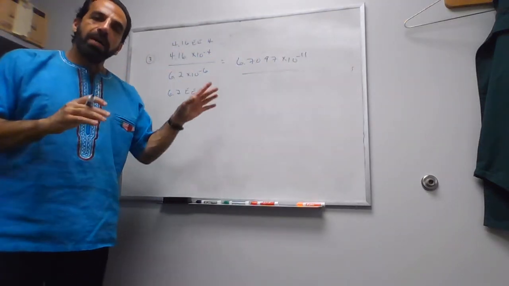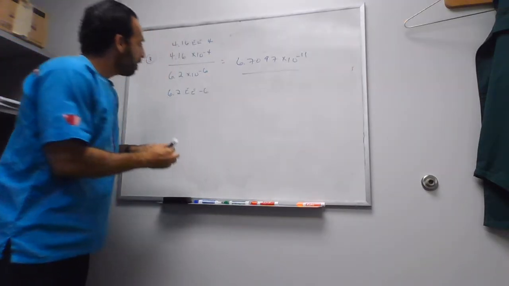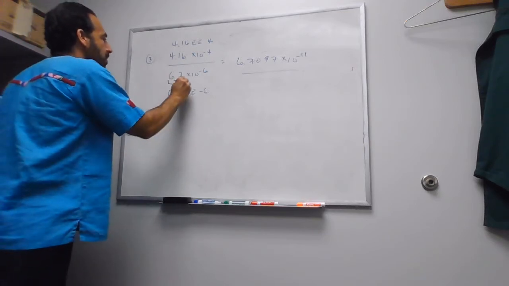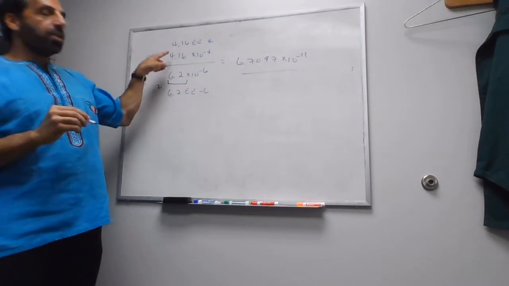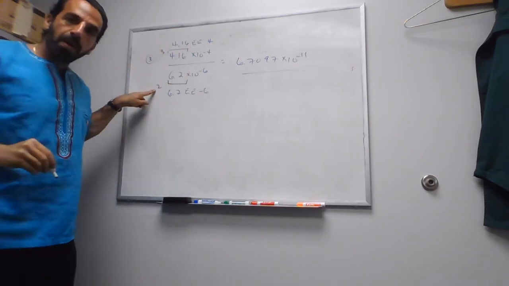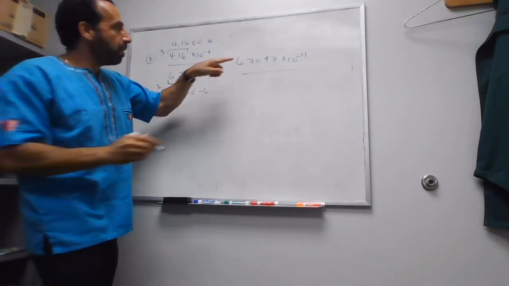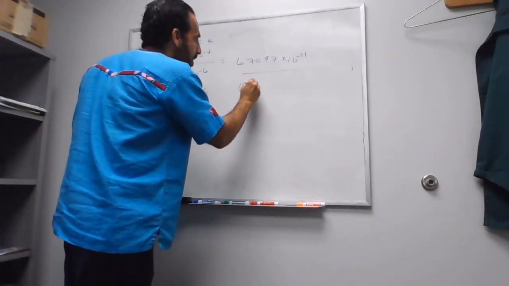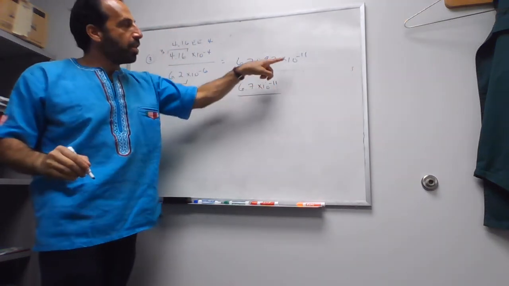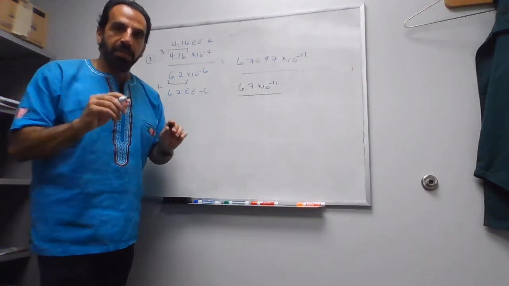What we want to do is round this off to the correct number of significant figures. This answer right here has 2 significant figures, and this one has 3. My final answer has to have 2 significant figures, so I'm going to round this off to 2 significant figures. It's going to be 6.7 times 10 to the minus 11. Again, you need that times 10 to the minus 11, but only the 6.7 is considered significant.